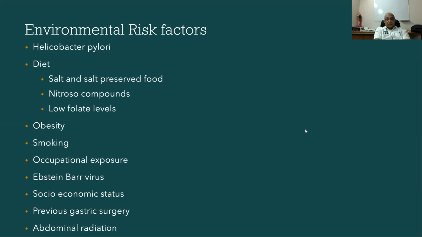Previous gastric surgery. If you've had a previous gastric surgery, your risk of gastric ulcer and malignancies related to that is higher. If you've had abdominal radiation because of some other disease, for example, if you had a lymphoma in the abdomen and you had radiation for that, you have a much higher risk of having gastric cancer.